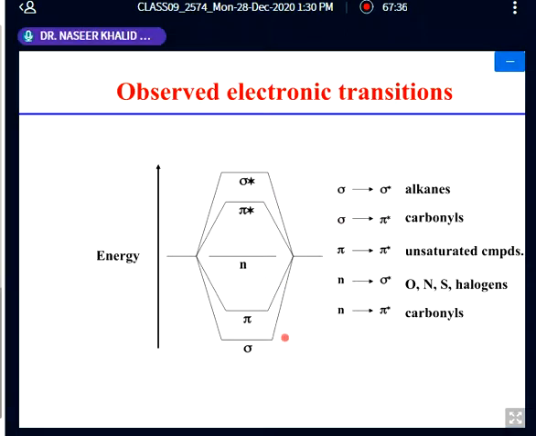See, that is sigma to pi star. Sigma to pi star is of lower energy as compared to sigma star. Another one is pi to pi star, which is again lower energy than sigma to pi star. Sigma to pi star occurs, for example, in carbonyls, which are of lower energy as compared to alkanes. We can see this because they absorb at longer wavelength as compared to alkanes, so the energy gap is smaller.